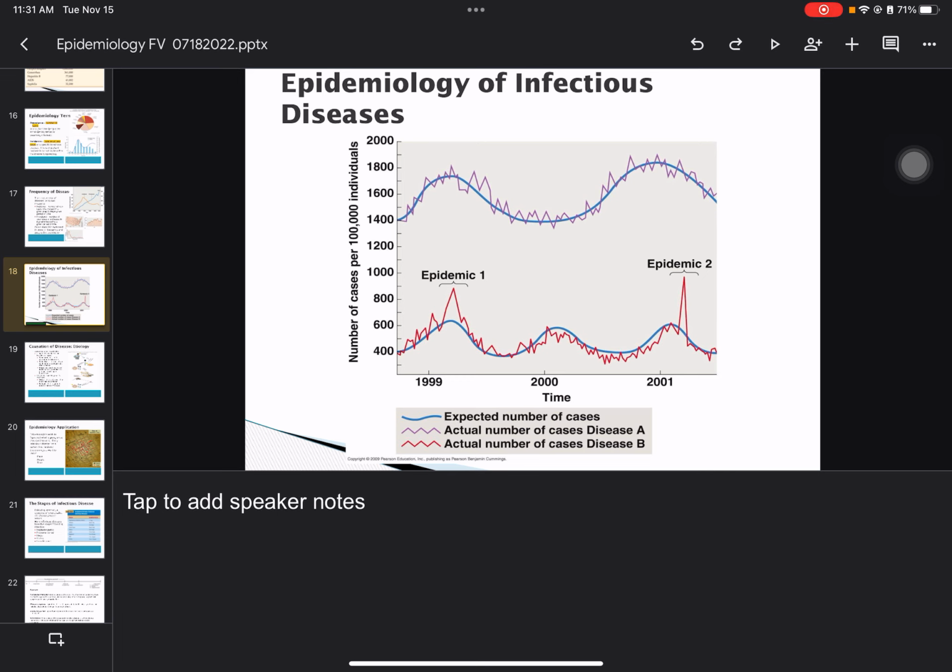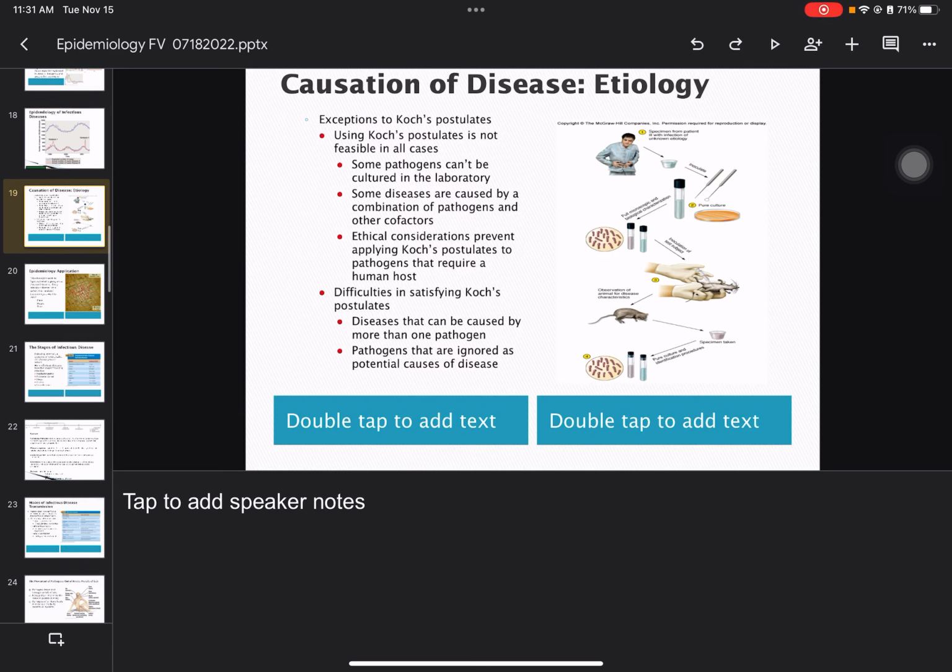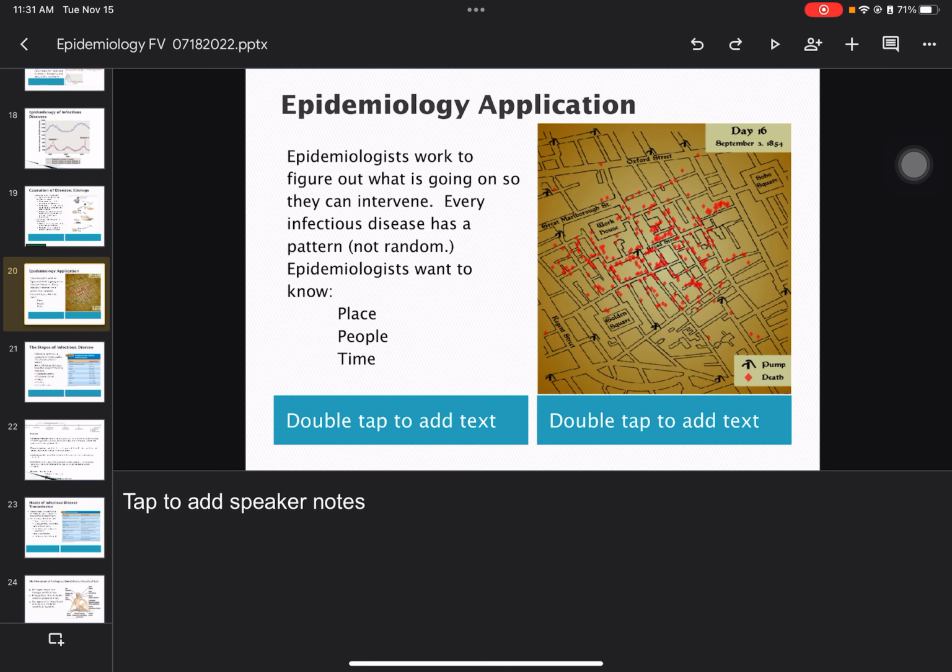Okay? It's all about Koch's postulates when we're thinking about this. We're looking to see what the etiology is, right? If we can figure out the etiology, we can intervene. And so epidemiologists are going to ask the strangest questions, right? But they're really interested in three things. Where were you, who were you with, and what time were you there?